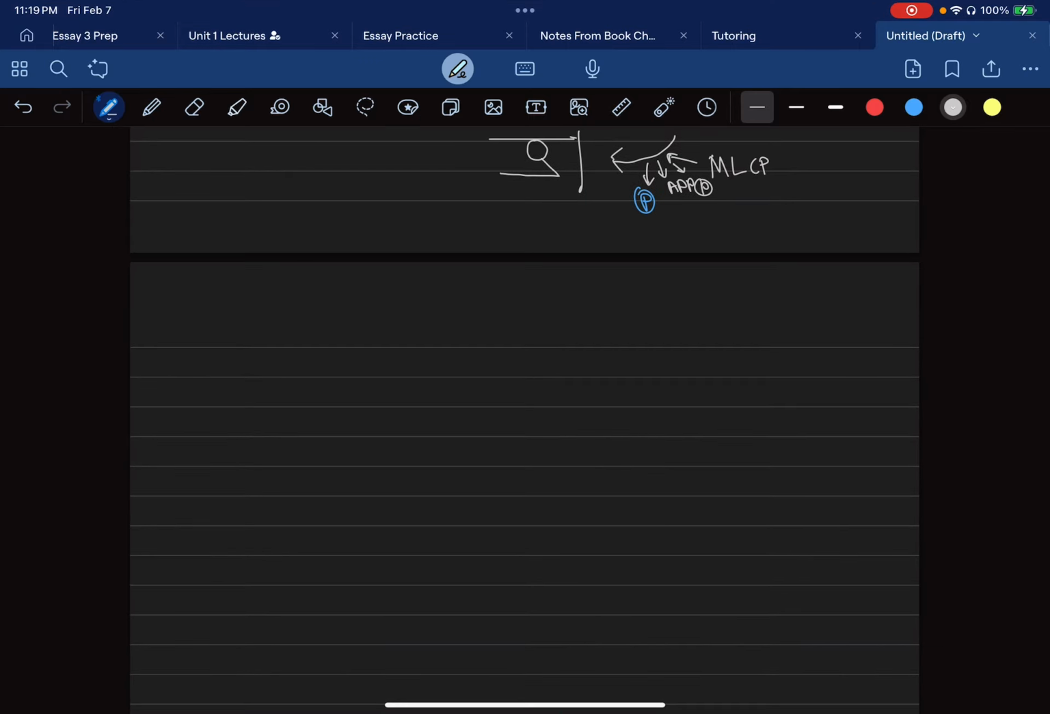So just a couple comparisons and contrasts between smooth and skeletal muscle. Smooth muscle is not going to have the striations like skeletal muscle will, but they're both going to have those sarcomeres. One difference is that smooth muscle is actually able to contract 80% of its length, whereas skeletal muscle only 30%.